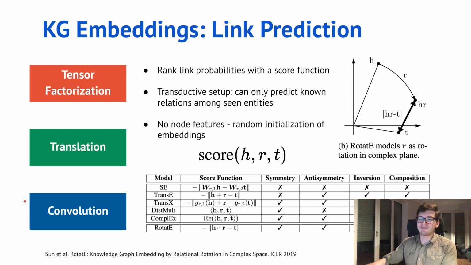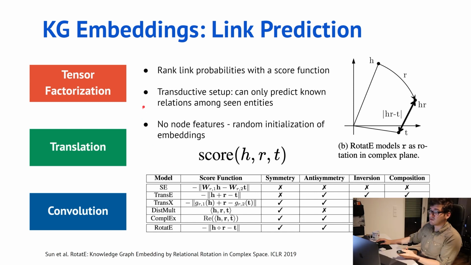We'll not talk about them in detail, but we'll just say that there are different scoring functions, and depending on that scoring function, there is different expressivity of the models, and most of them are trained in a transductive setup, so they can only predict known relations among seen entities. That's a big difference, because a lot of traditional GraphML tasks are also working in an inductive setup.